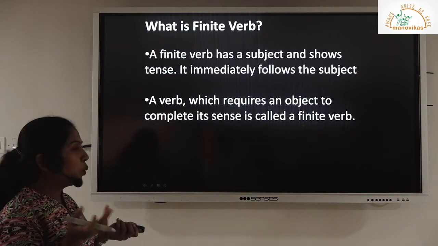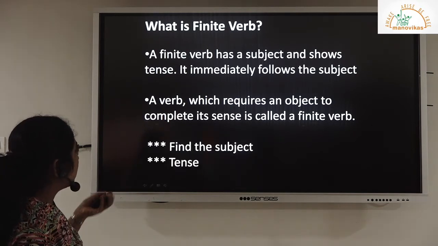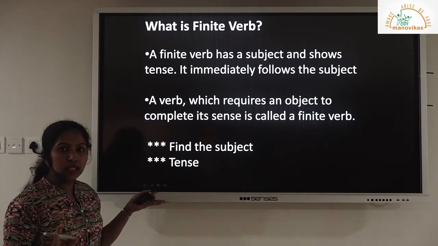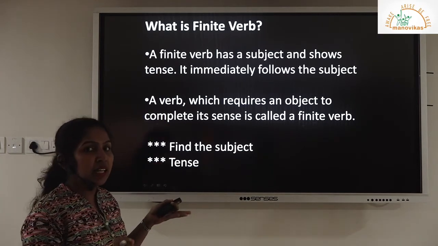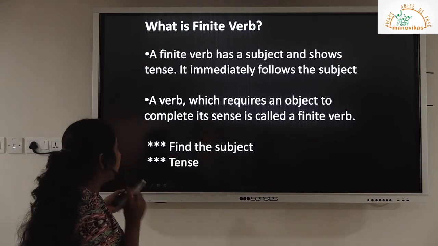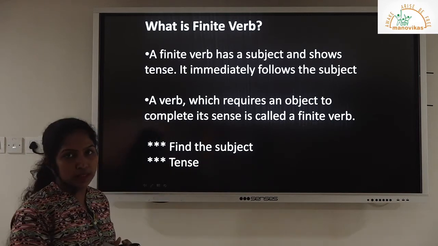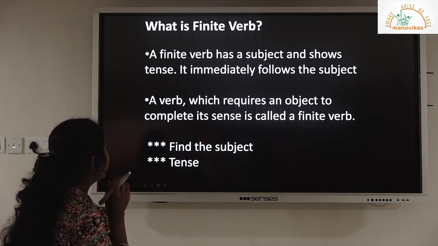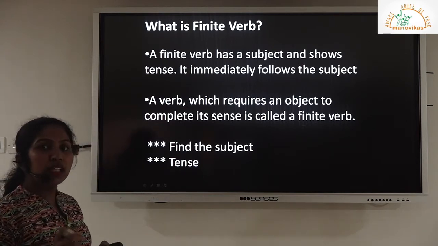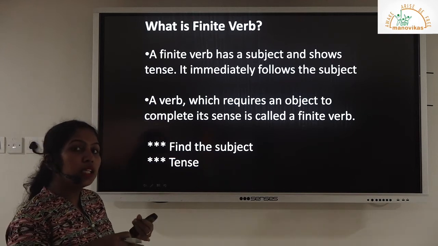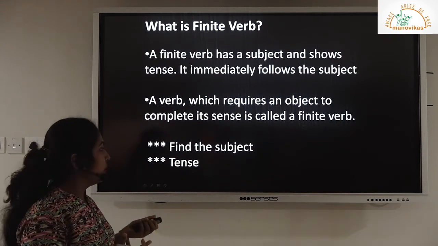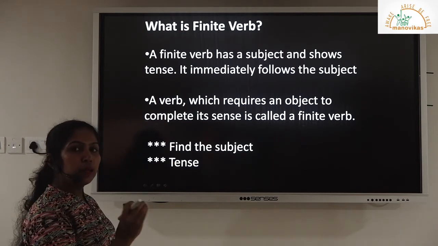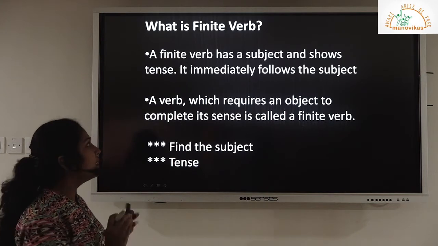Let us look at a few examples. Like I said, before we go on to the examples, there are two most important things when we have to identify the finite verb. The first one is you have to find the subject. In a given sentence, you need to find what the subject is. The second most important thing is whether you can change the tense. If it fits these two rules, then you can put it into the category of finite verb.